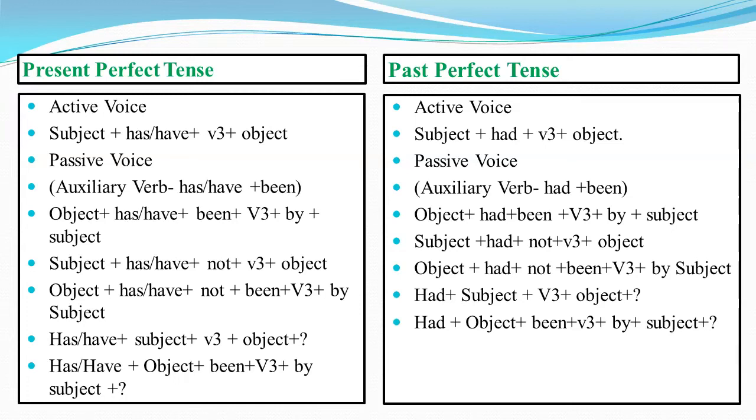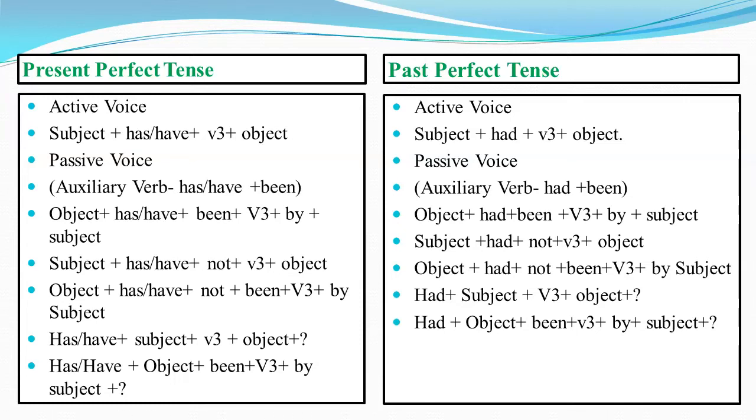And in interrogative sentences, dear students, in active voice we will write had first and then subject, then third form of verb and then object, after that question mark. And in passive voice we will put had first and then object instead of subject, then been, and then third form of verb, and then by, and then subject. Okay, now come to the examples of present perfect tense and past perfect tense.